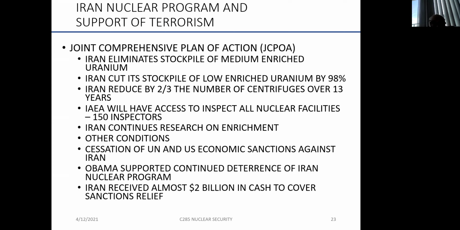The opposition view was that it didn't in any way constrain other aspects of Iranian behavior, including its missile development program, which is very substantial, or the use of these proxy forces, as I mentioned, in Syria, in Lebanon, in Yemen, in Iraq, and elsewhere. And it was argued that unless Iran could be dissuaded from carrying out these activities, it was still a major threat in the region.